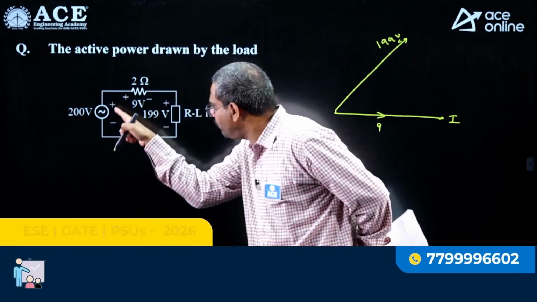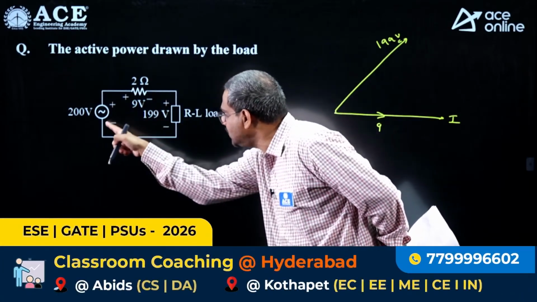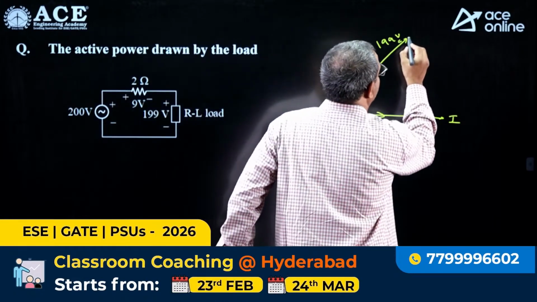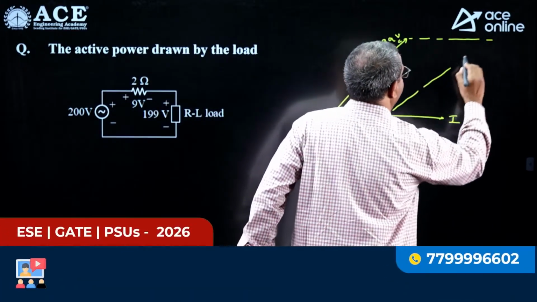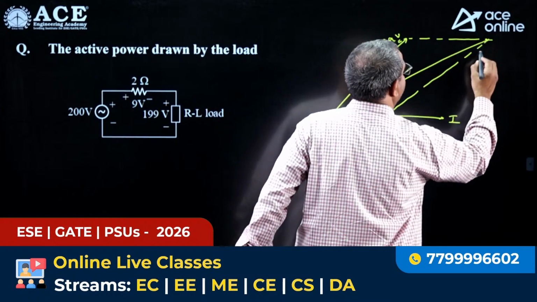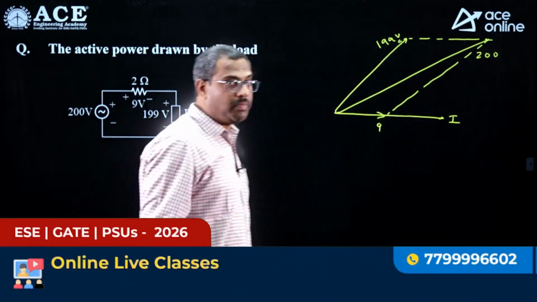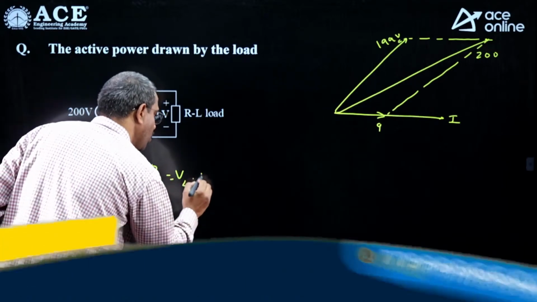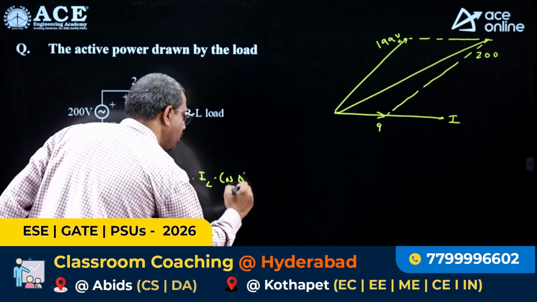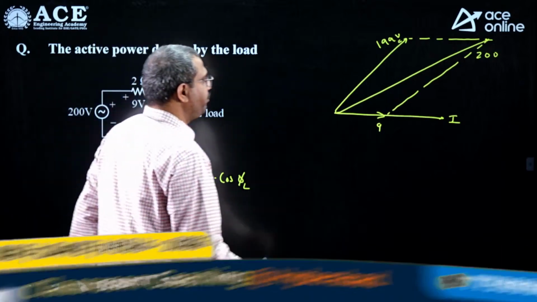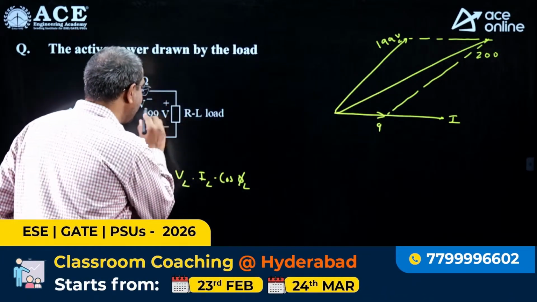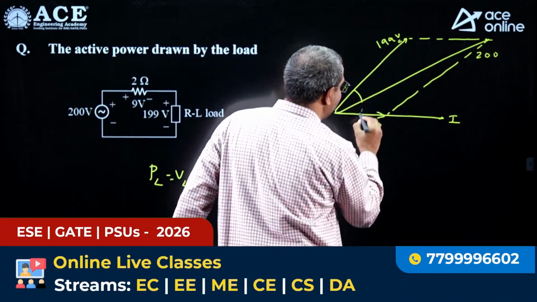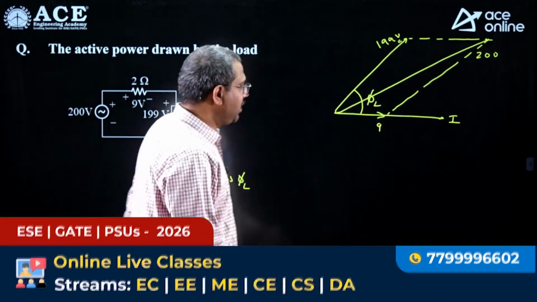And he gave that the phasor sum of this voltage and this voltage is the supply voltage, which is 200. But this is not a right angle triangle, please. So if you use the parallelogram law of vectors, the phasor sum of this is total 200. Now he is asking for the load power. Load power is simply load voltage, load current into power factor of the load. The angle between load voltage and load current is the power factor angle of the load. But you know this is not a right angle triangle.